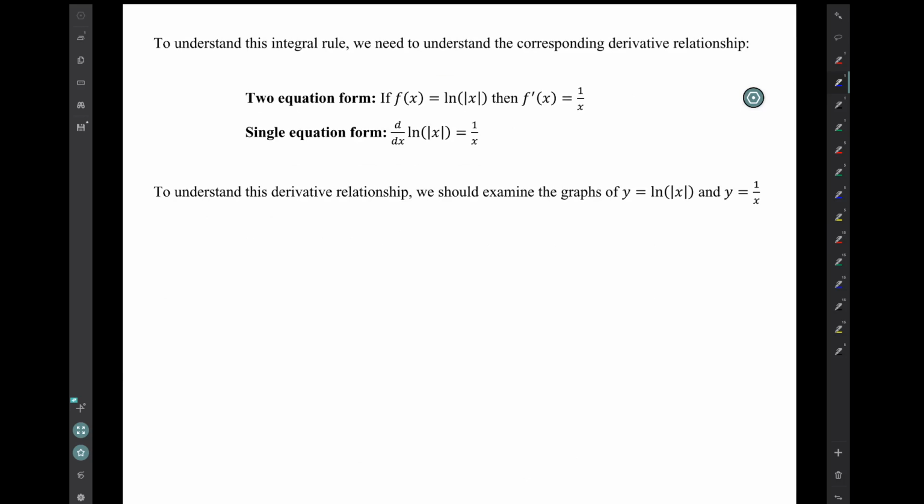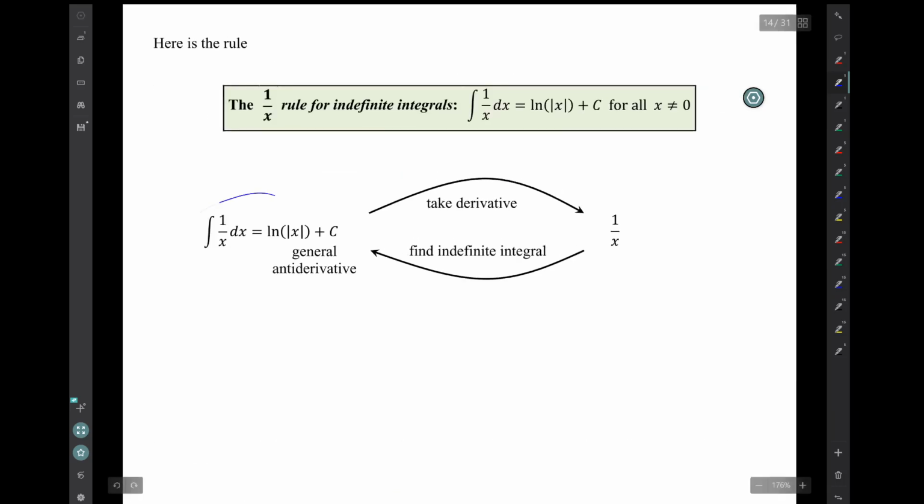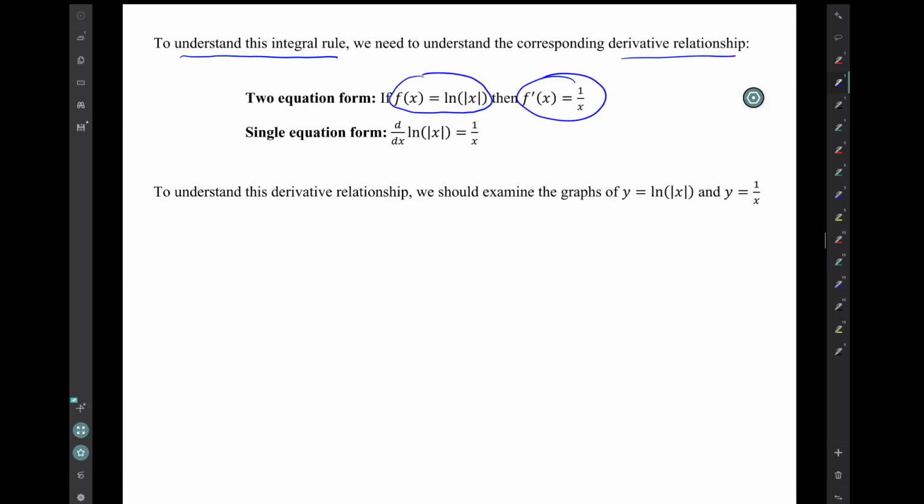Now that rule just came out of nowhere, so we should think about how we can understand it or find it believable. So to understand this integral rule, we'll need to understand the corresponding derivative relationship. That is, if f of x equals ln of absolute value of x, then f prime of x equals 1 over x. That's the derivative relationship that corresponds to this integral equation. If we take the derivative of this, we get that. In single equation form, we'd say d dx of ln of absolute value of x equals 1 over x.